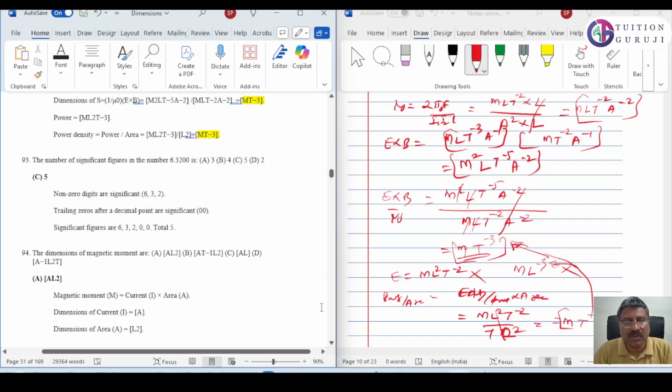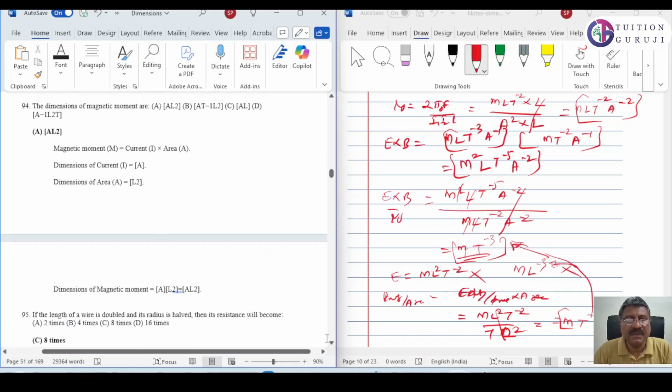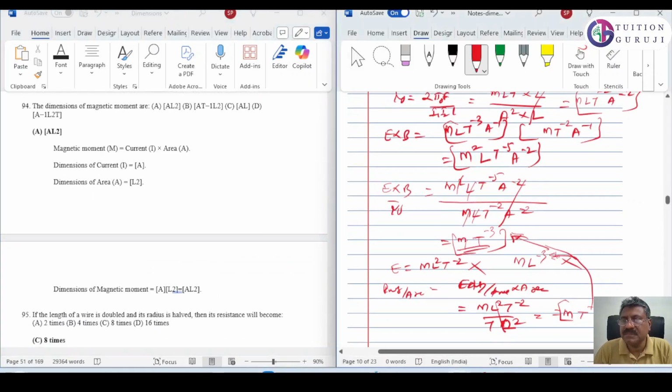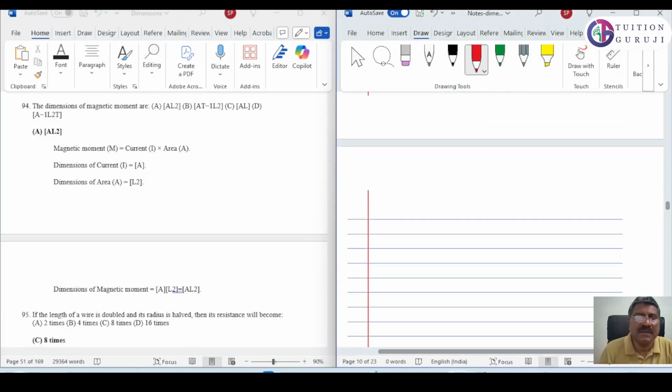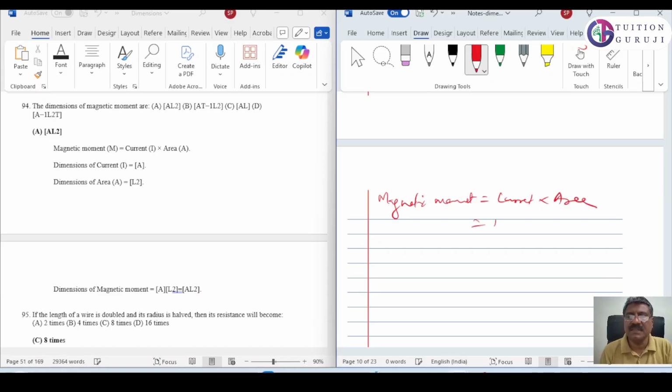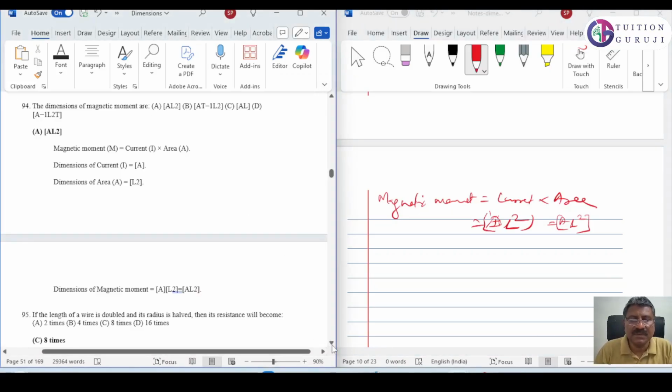The dimensions of magnetic moment. What is magnetic moment? Magnetic moment is actually current into area, that is IL². Sometimes we write I also, but here we are using A. So we will write AL². So the dimension is AL². Next one.